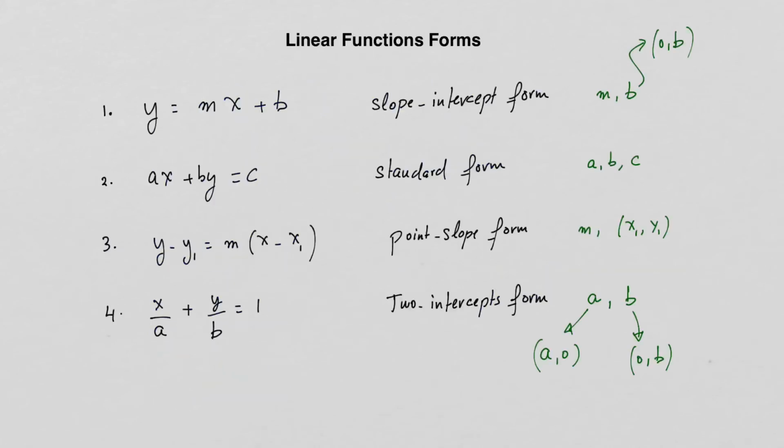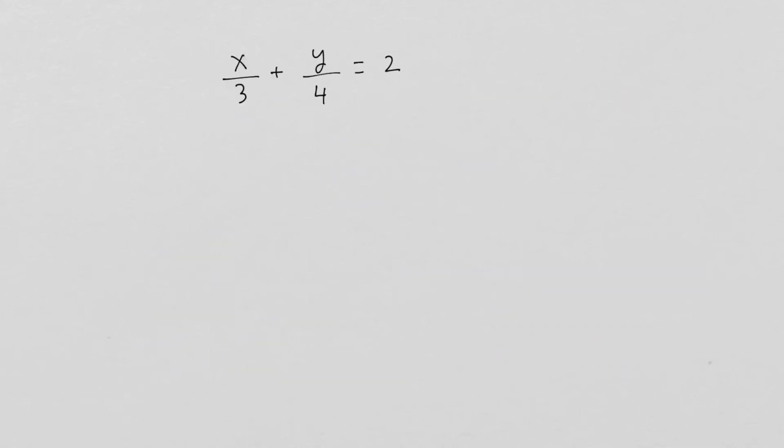So let's do another example. Let's say I write x over 3 plus y over 4 equals 2. Now, notice this form has a 1 in it. You have to have a 1. So what do we do? We have to divide across by 2. Okay? So you're going to get x over 6 plus y over 8 equals 1.